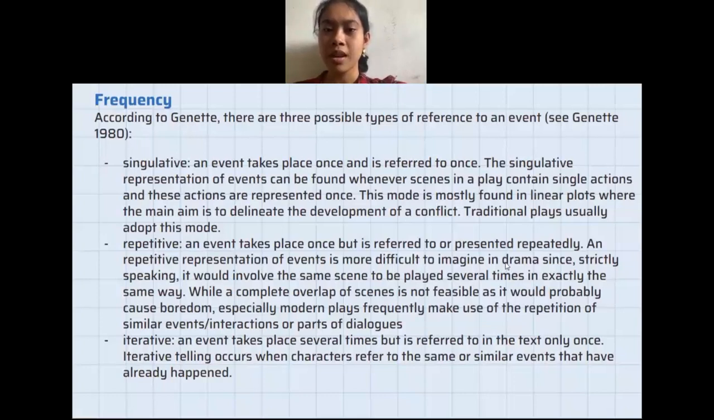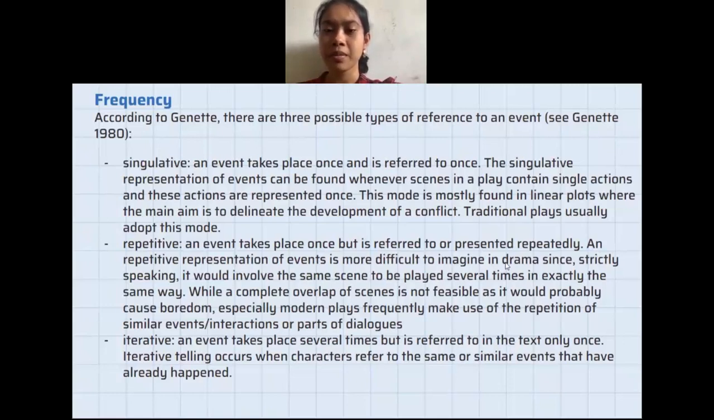Number two, repetitive. An event takes place once but is referred to or presented repeatedly. A repetitive representation of events is more difficult to imagine in drama since, strictly speaking, it would involve the same scene being played several times in exactly the same way. While a complete overlap of scenes is not feasible as it would probably cause boredom, especially modern plays frequently make use of the repetition of similar events or interactions or parts of dialogue.